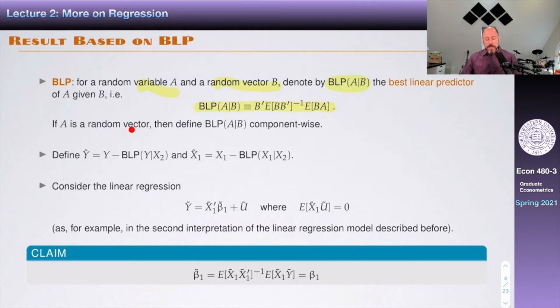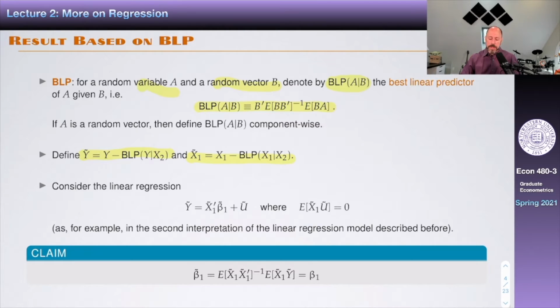And if A, instead of being a random variable, is a random vector, we're just going to use the same notation and understand this component-wise. So you're just going to do it element by element. Then we're going to define two random variables. Y tilde is just going to be y minus the best linear projection of y on x2. And x1 tilde is just going to be x1 minus the best linear projection of x1 on x2. So what we're doing is we're partialing out, and that's the terminology we're going to use, each random variable by x2. Okay, if you look, these are residuals, right?